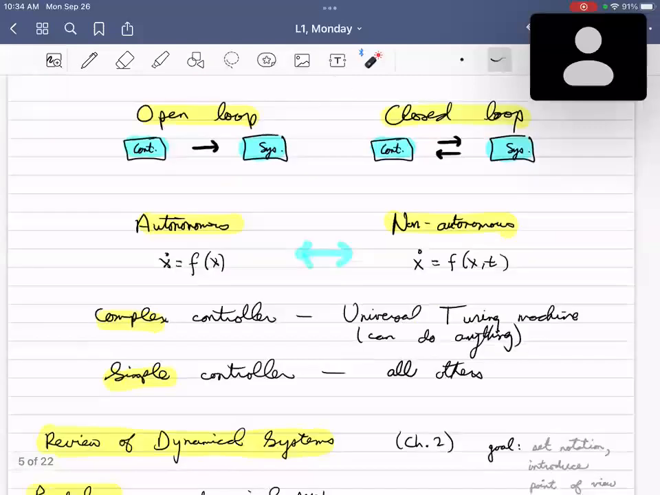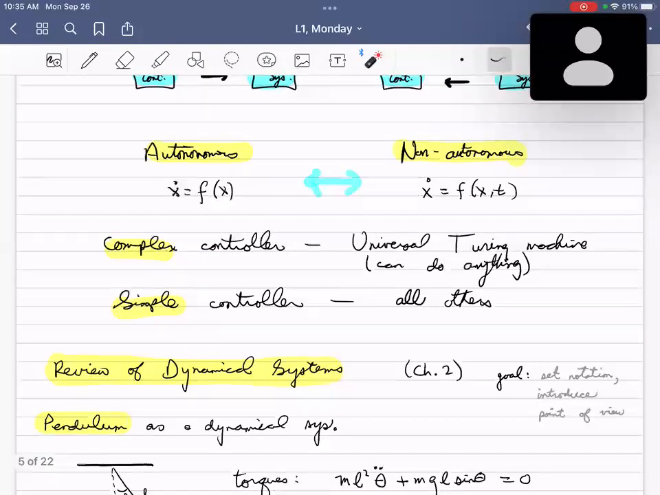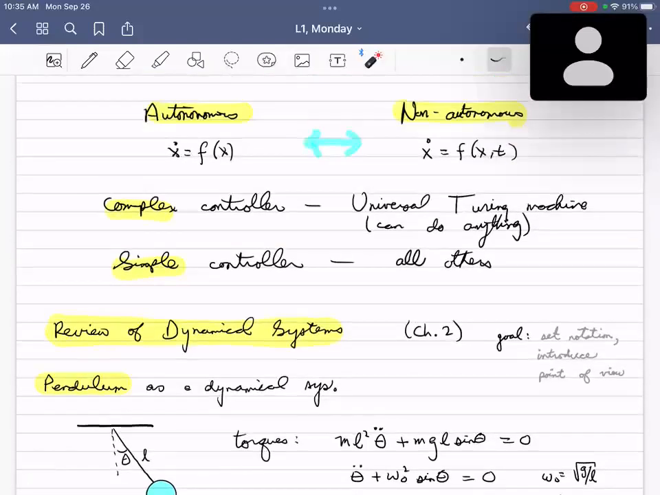So another distinction, which is sometimes useful, is to think about a complex controller versus a simple controller. A complex controller would be something that's equivalent to a Turing machine, and it can basically do anything. So a computer program to write control can basically do anything. So that would be like a complex controller. And then something simpler, maybe like a thermostat with a bimetallic strip, can only do one thing, but that's also a controller. Okay, so that's kind of the philosophy.